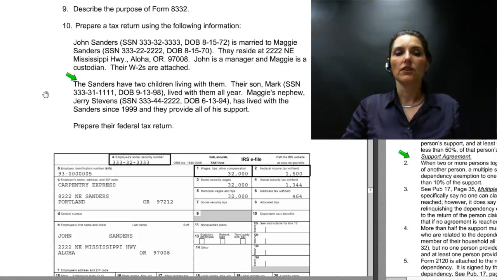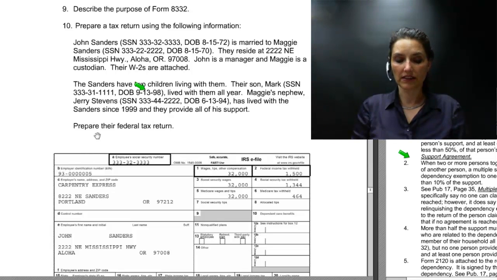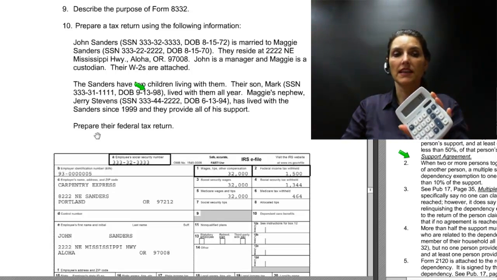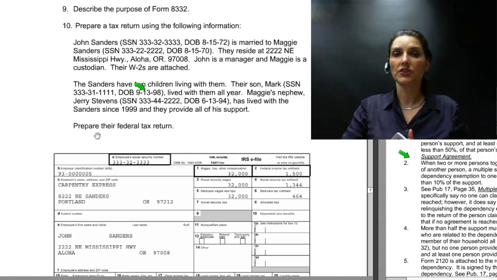Their son, Mark, lived with them all year, and you need to pay attention to his date of birth. He is born in 1998, so for 2011, that would make him 13 years old. So whenever you look at a year of birth, you should get out your handy-dandy calculator, and you'd go 2011 minus the year of birth, 1998, to get the age, 13. And it's really important that you pay attention to these ages because there's all kinds of tax laws that will fade in and fade out based on age. So pay attention to the age of the children and also the taxpayers when you're preparing any tax return as a part of this course.